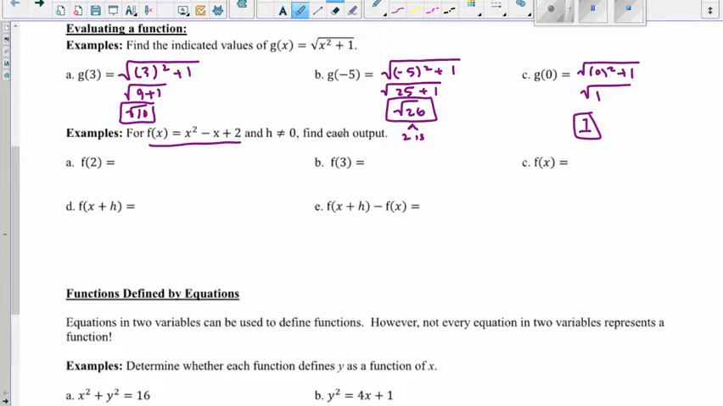Find each output. For this one, if I plug 2 in for x, I get 2 squared minus 2 plus 2. That gives me 4 minus 2 plus 2, which is equal to 4. Here, if I plug in 3 squared minus 3 plus 2, so 9 minus 3 plus 2, that gives us 8.